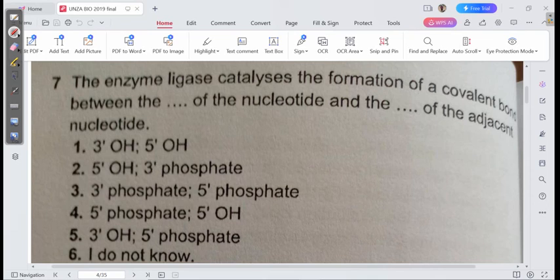Can it be option 2? Option 2 is wrong for the fact that you don't have a hydroxyl group at the 5' end, at carbon 5. Option 5. So 3 hydroxyl group and 5 phosphate. Yeah, so the correct answer is option 5. Okay? So you have a hydroxyl group at position 3 of a nucleotide and a phosphate group at position 5 of the adjacent nucleotide. So option 5 for question 7. Any questions?